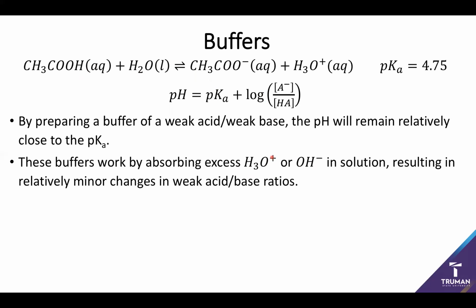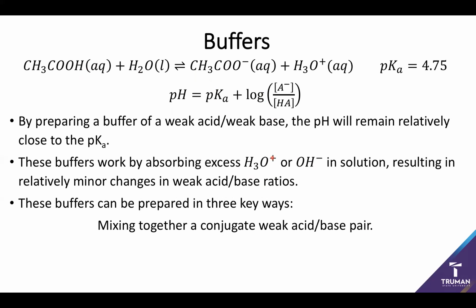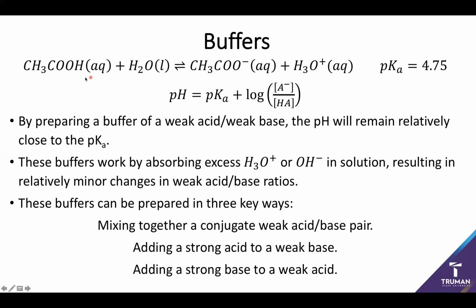So if we want to construct a buffer to help resist these changes, we can do it in three key ways. First, what we saw last time, we can mix together a weak acid-base pair. So again, things like acetic acid and acetate, ammonia and ammonium, hydrofluoric acid and fluoride, any number of combinations, each with a slightly different pKa. Alternatively, I can take a weak base and add a strong acid, producing a weak acid-base mixture. Conversely, I can take a weak acid and add a strong base, making a weak acid-base mixture. So these are the three major typical ways to make a buffer.